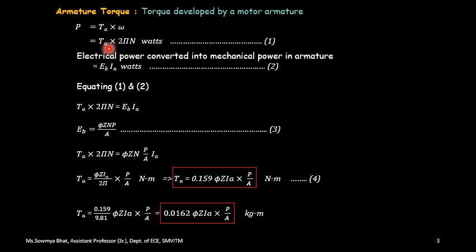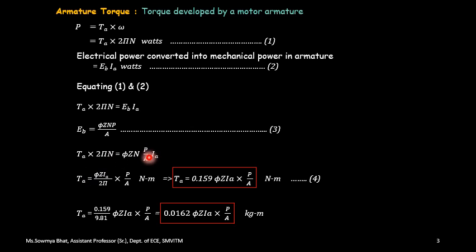I get TA into 2 pi n equated to EB into IA. We have already seen this in the back EMF equation. Once again, I am not dividing by 60, which means n is in revolutions per second. EB is given as phi into Z into N P divided by A. Substituting this for EB in equation 3, TA into 2 pi n is equal to phi Z n into P divided by A, multiplied with IA.